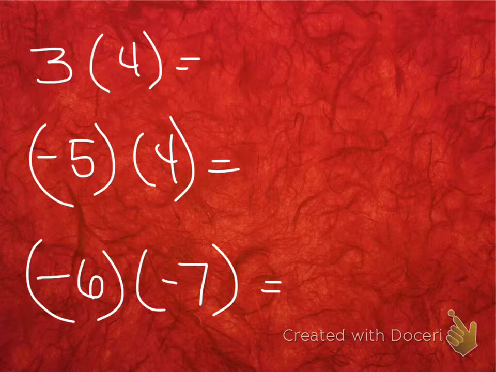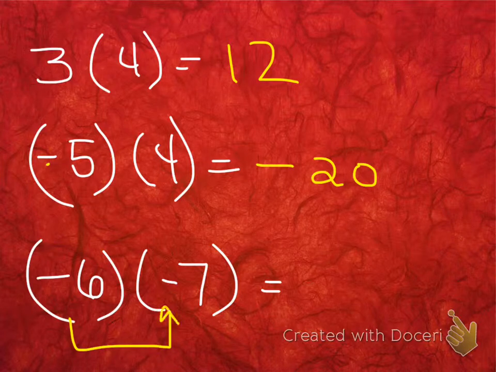Alright, let's check it. We have a positive times a positive. A positive times a positive is a positive. We don't have to write it, but 3 times 4 is 12. I have a negative and a positive, which gives me a negative, and 5 and 4 makes 20. This time I have 2 negatives here, and 2 negatives become a positive. You don't have to write the positive, but 6 times 7 is 42.